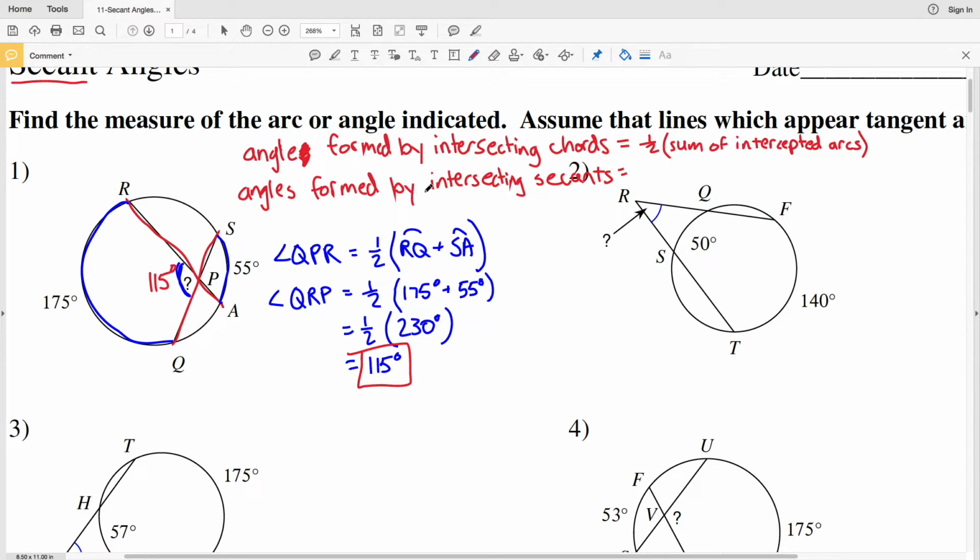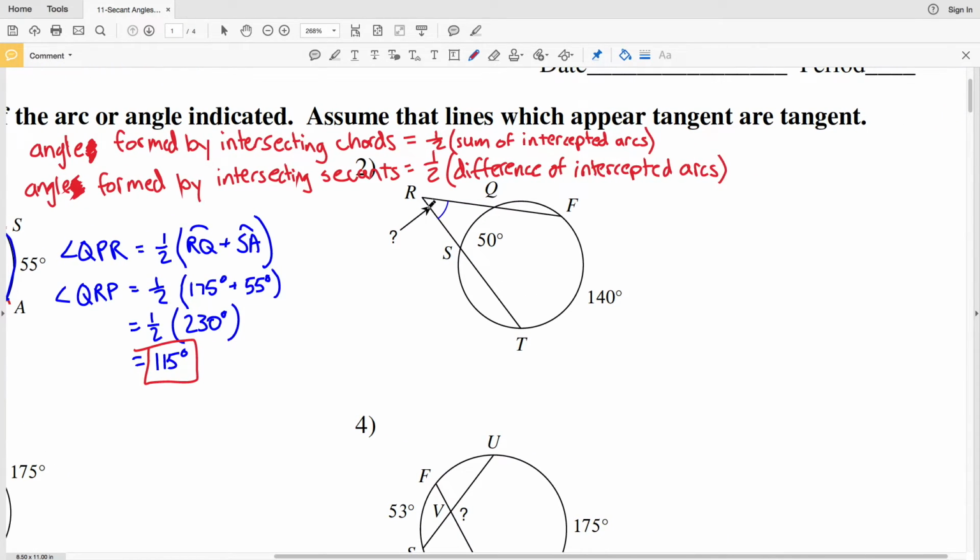Now when dealing with angles formed by intersecting secants, we're looking at a single angle, so that formula will be 1/2 the difference of intercepted arcs. So when the intersection occurs inside the circle, we're going to take the sum of the intercepted arcs. When it occurs outside the circle, we're taking the difference of the intercepted arcs. So in number 2, we can see that RT is a secant and RF is a secant, where QF is a chord and S to T is a chord. Because those secants intersect, we can use our formula to solve for the indicated angle.